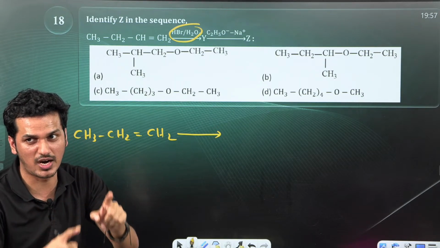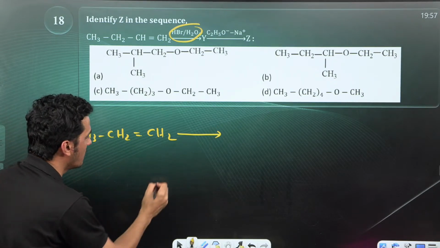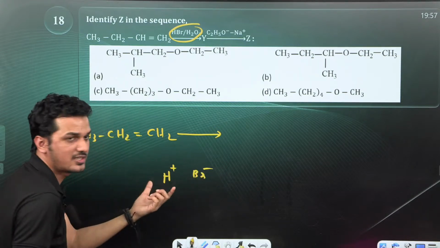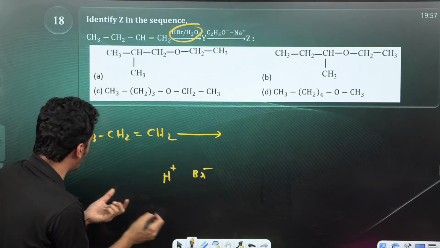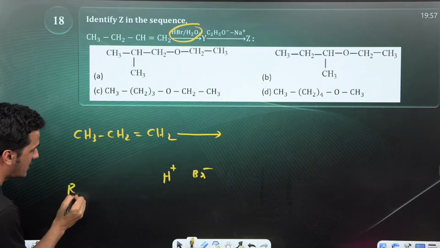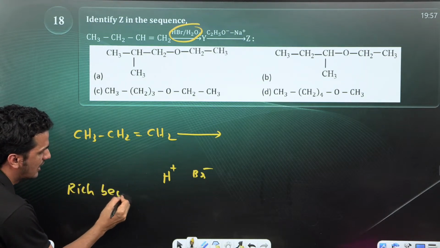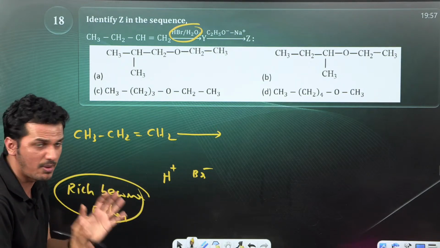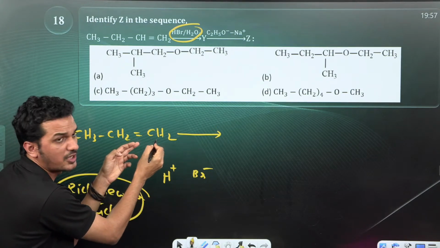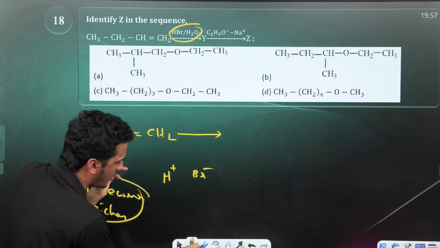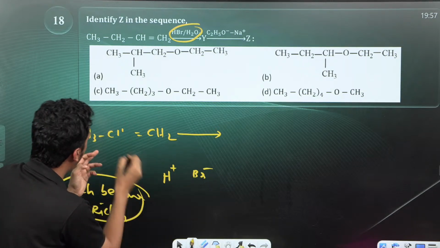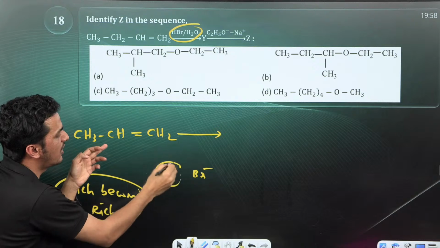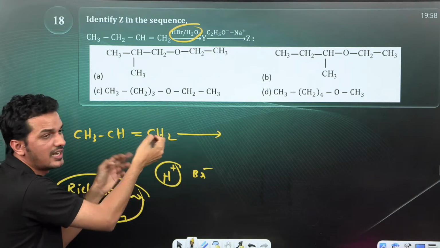Rich become richer. What is Markovnikov addition? That means when you are adding H plus and Br minus, normally this H plus will go to, you have to remember, rich become richer. That idea I already taught you. Normal Markovnikov means here, along with carbon 2 hydrogen atoms are there, along with this one, I'm sorry, here one hydrogen is there. So here one hydrogen, here 2 hydrogens. So this H plus will go with the carbon containing more number of hydrogens.